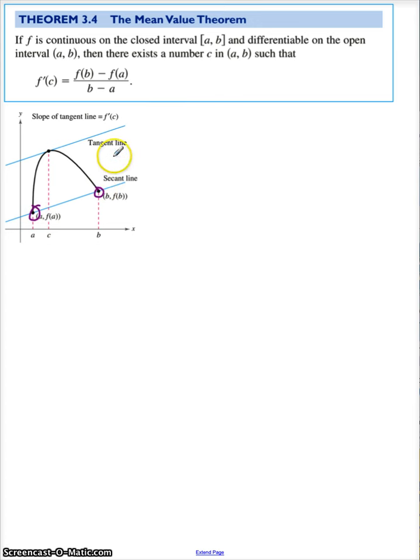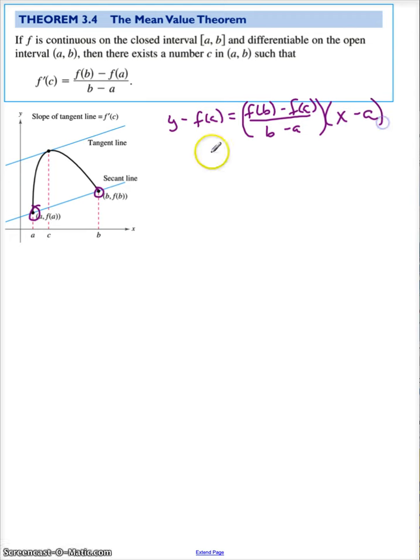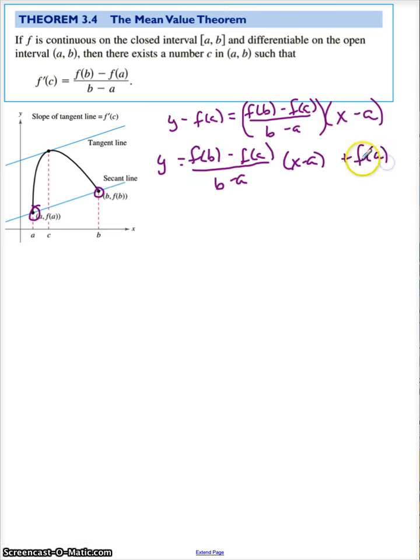Now, I'm going to call my curve y. So y minus f at a has to equal the slope of this line, and the slope of this line is rise over run. So it's f(b) minus f(a) divided by b minus a, and that's times x minus a. Let me solve this for y. So y is equal to f evaluated at b minus f evaluated at a divided by b minus a times x minus a plus f evaluated at a.